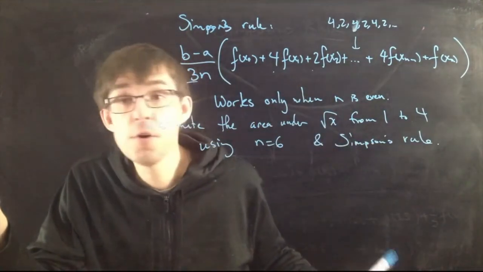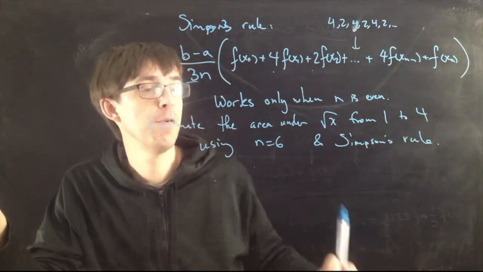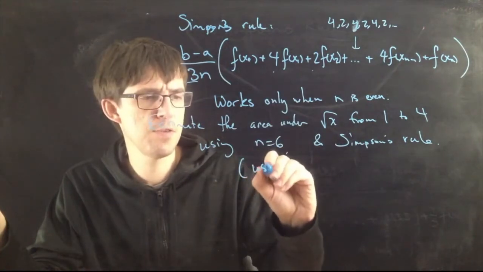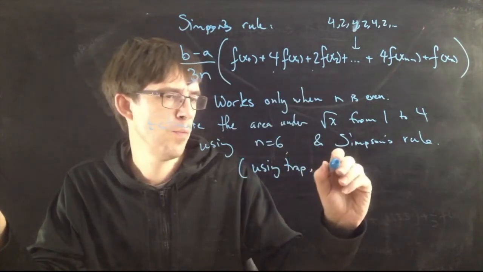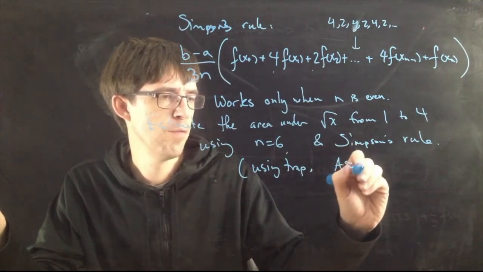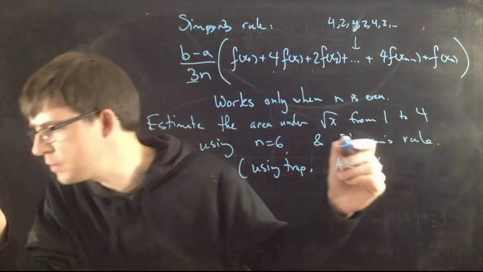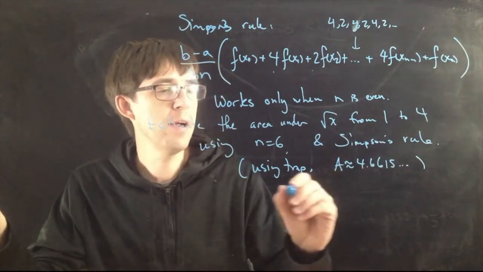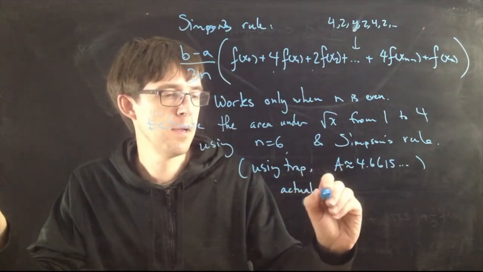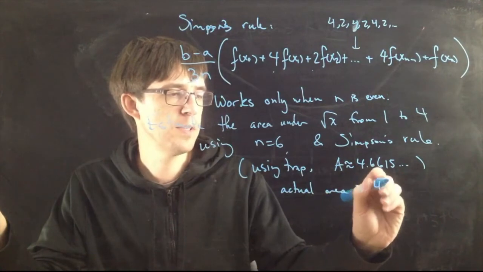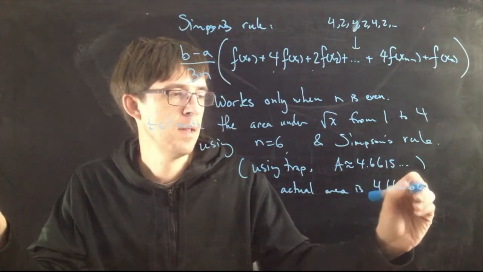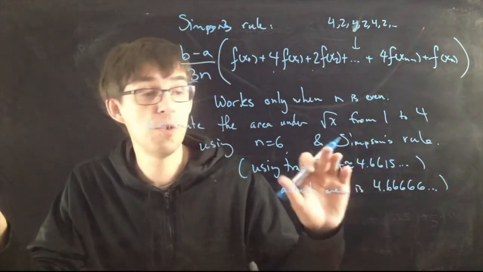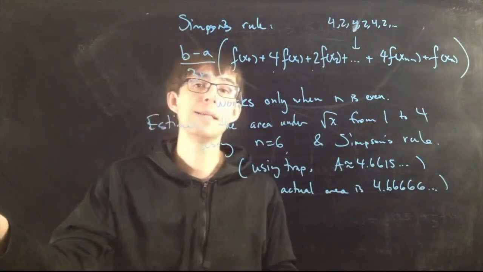All right, estimate the area under the square root of x from x equals 1 to x equals 4 using n equals 6 and Simpson's Rule. This is the same example we just did using the trapezoid rule. Do you remember the answer using the trapezoid? We got the area is approximately 4.66, what was it? 4.65 something, right? The true area is 4.6 repeating. Let's see how good we can get using Simpson's Rule. If I'm right, it should be even more accurate than the trapezoid rule. Let's do it.